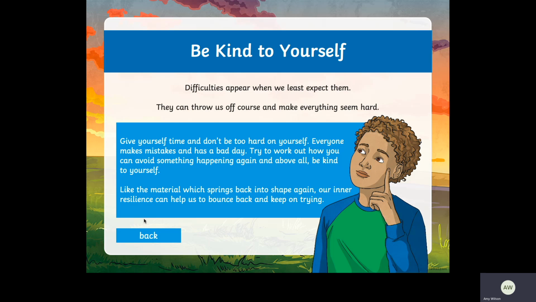Like the material which springs back into shape, our inner resilience can help us to bounce back and keep on trying. So, try to remember that pop-up tent when I'm down at the end of the classroom trying to twist it all back together in its tiny little bag. But we can pop up just like a butterfly getting its wings when it's been a caterpillar. Okay, and we can keep pushing through these really difficult times.